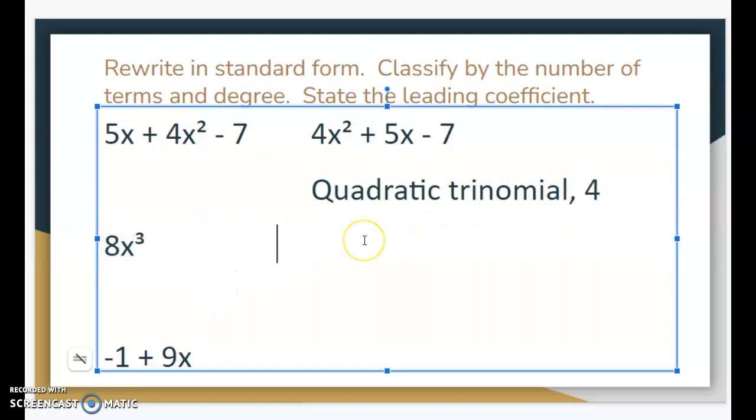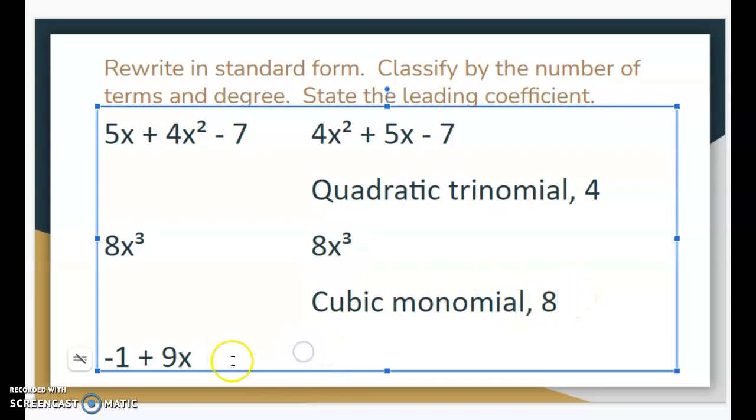For 8x to the third, it's already in standard form. No need to rearrange. It is cubic because of the x to the third. It is a monomial because it's just the one term. And your leading coefficient is 8.